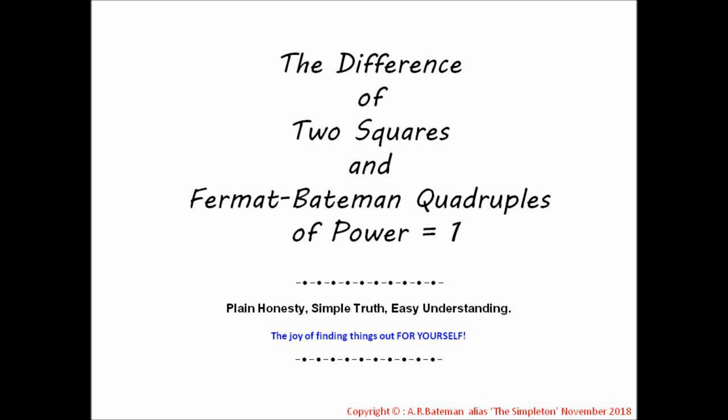The difference of two squares and Fermat-Bateman quadruples of power equal to 1. My motto: plain honesty, simple truth, easy understanding, the joy of finding things out for yourself.